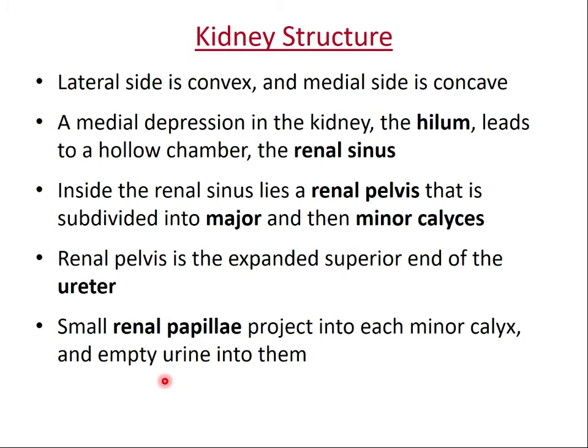The kidney has a cortex and a medulla. The lateral side is convex, and the medial side is concave. There is a medial depression in the kidneys, a hilum, that leads into the renal sinuses. Inside these renal sinuses, we have structures known as the renal pelvis, and these are some of the important structures when it comes to the production of urine.